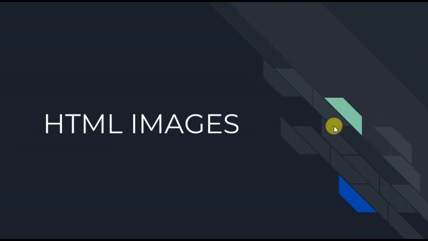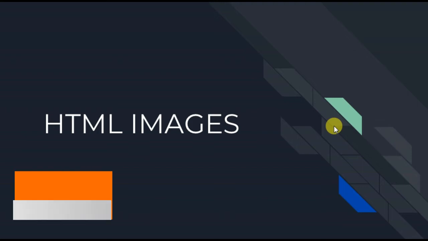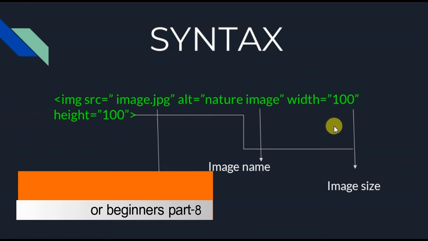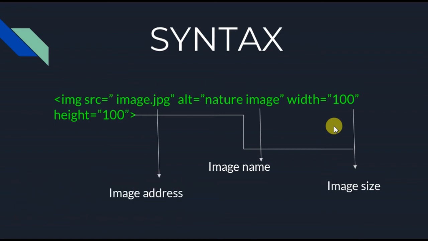Today we are going to learn about HTML images. So let's understand the basic syntax of the image tag before going further. Okay, now you can see the image tag is written here. Basically the image tag starts from the keyword img.